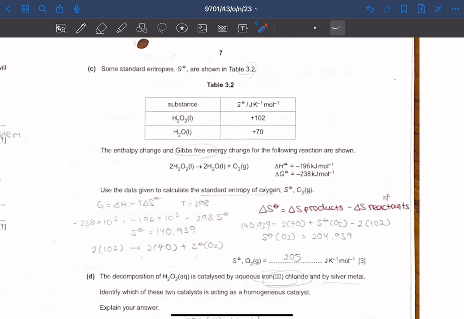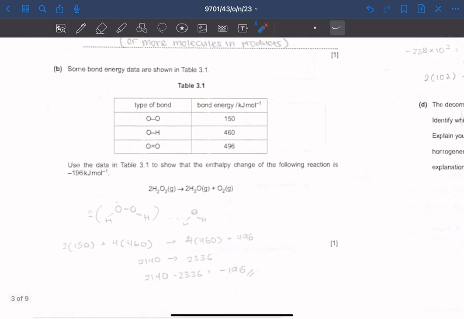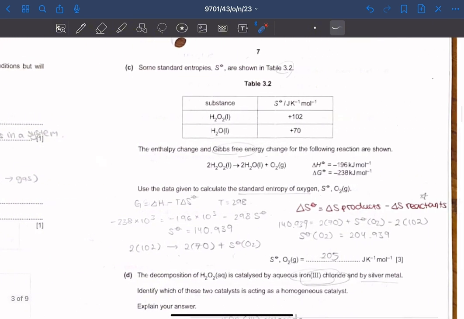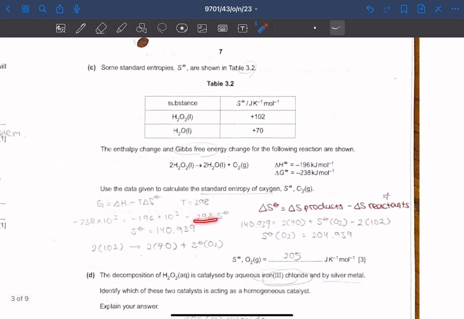So first insert G. G is negative 238 times K. Don't forget K. K is times 10 power 3. So negative 238 times 10 power 3. Delta H is negative 196. Negative 196 times 10 power 3. And T is always in kelvins. So in here it's at standard room temperature and pressure. Here it's stated in the beginning of the question. So I've placed 298 and the symbol of entropy. Then I calculate the value of entropy, 140.939.